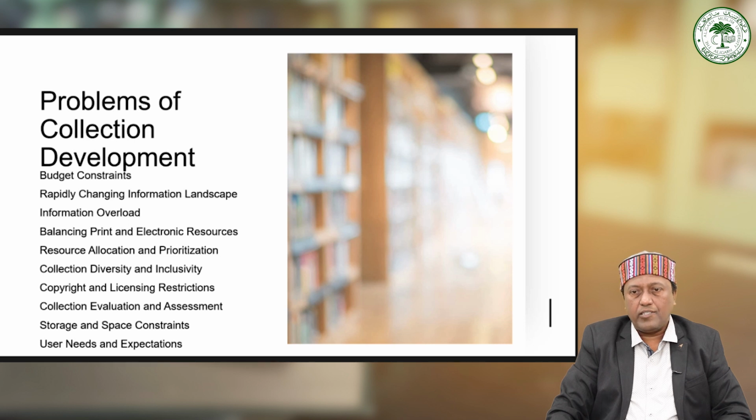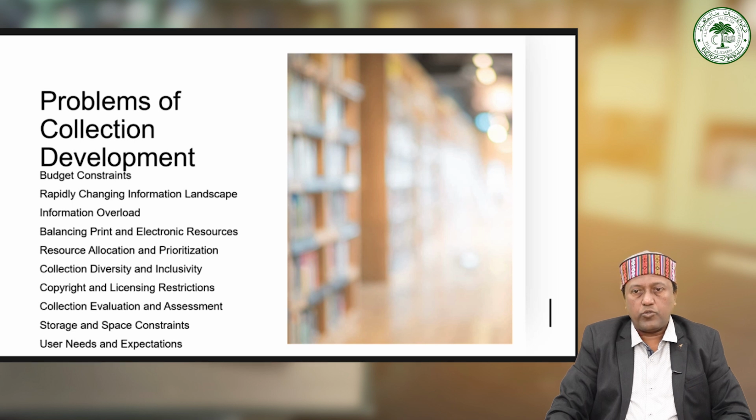Another problem is balancing print and electronic resources. Libraries must strike a balance between print and electronic resources to meet the diverse needs and preferences of users. Managing both print and electronic collections presents challenges in terms of budgeting, licensing, access, preservation, and user support.